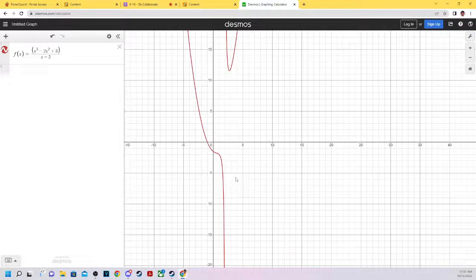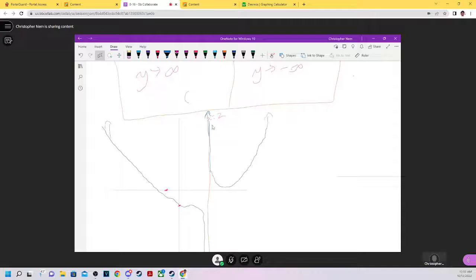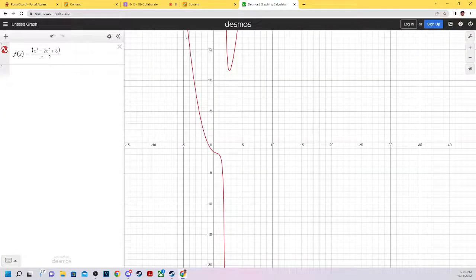I know this doesn't cross the x-axis because I didn't have an x-intercept on the positive side at all. On the right side of my vertical asymptote, I had no x-intercept. So it has to be up here somewhere. I don't know how high it is, but I do know it's up above the x-axis. So that's how you can get your rough sketch. And there are no holes in this problem right here.